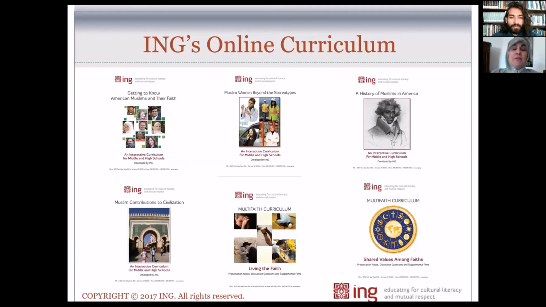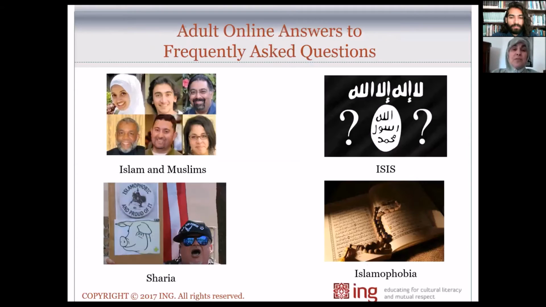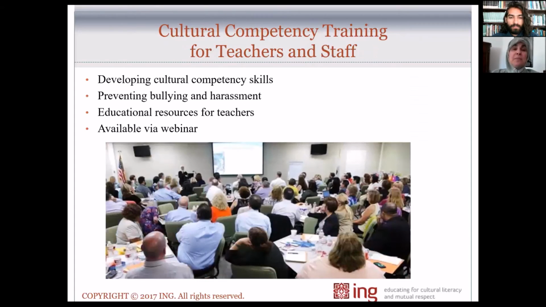We also have multi-faith curriculum that talks about all of the 5 major world faiths. We also have, for the general audience, including teachers, of course, answers to frequently asked questions about Islam and Muslims, and these are over 100 questions that have been asked in classroom presentations by students and adults alike. We also have detailed questions about Sharia, ISIS, and Islamophobia.